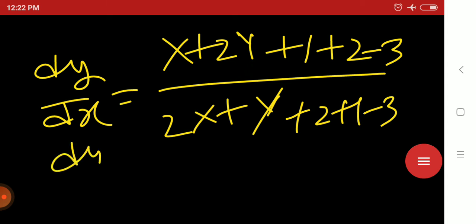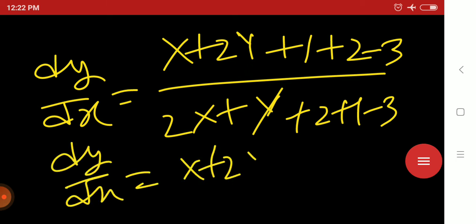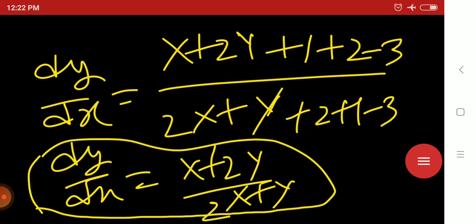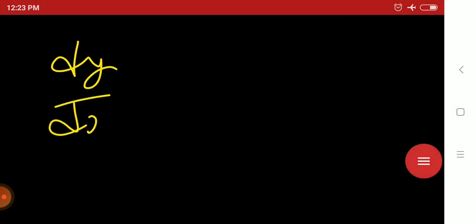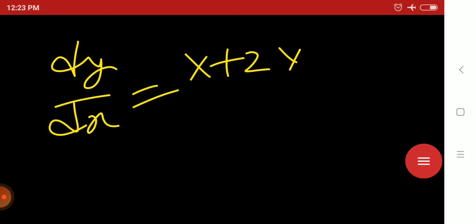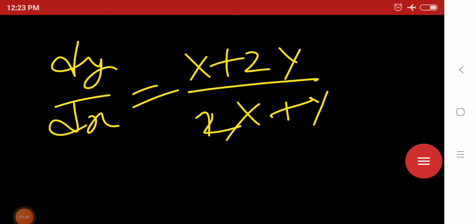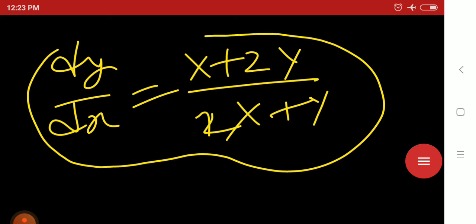So you are getting what? dy by dx equals x plus 2y by 2x plus y. So at the last you are getting this, dy by dx equals capital X plus 2y divided by 2x plus y. Now the next step is here. Here what you have to do, you have to solve this. So how can you solve this? To solve this, you have to put.